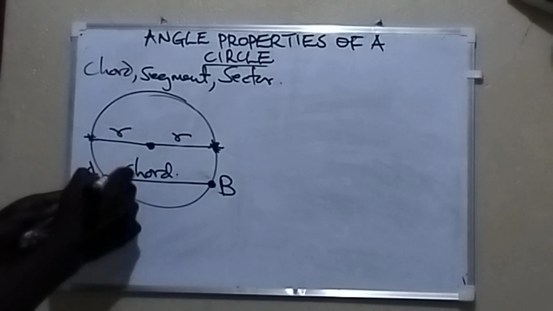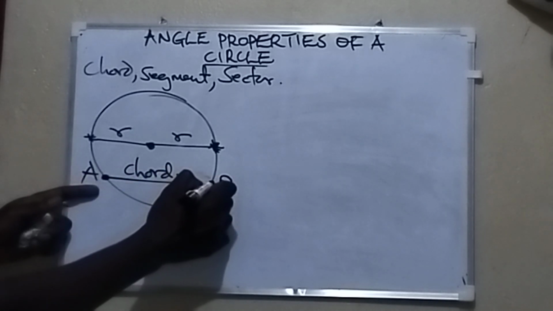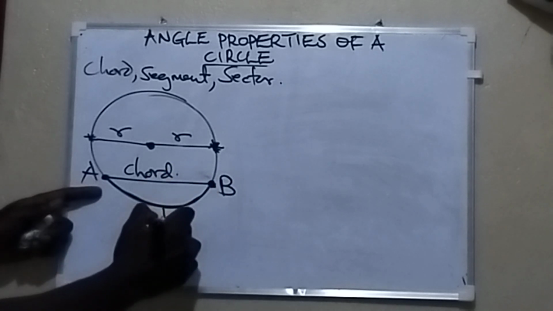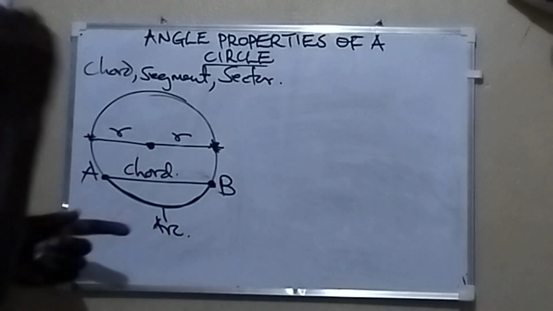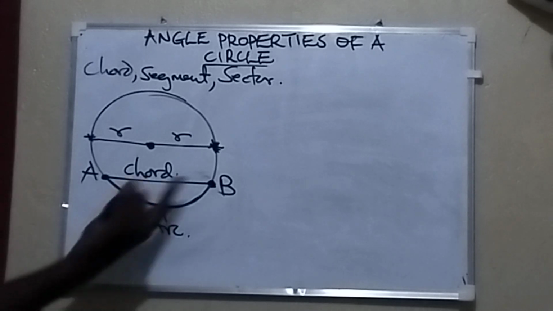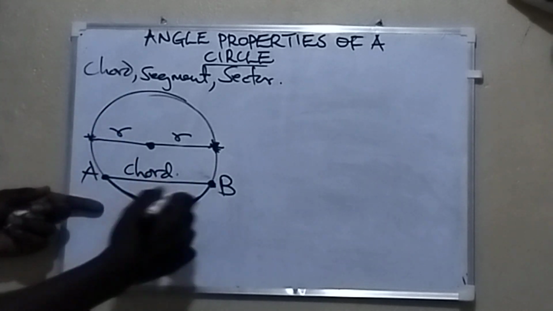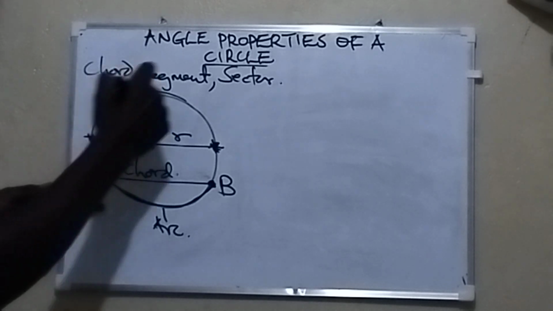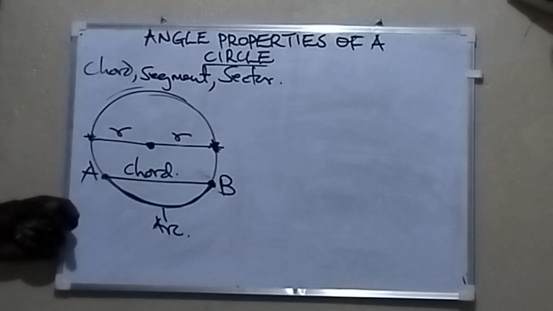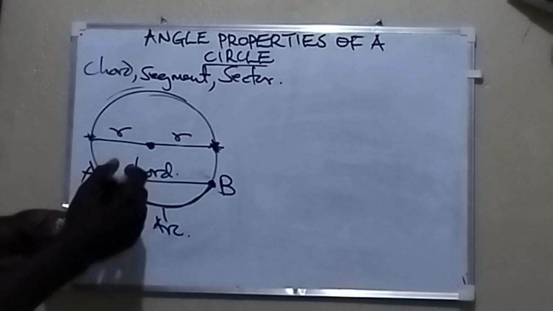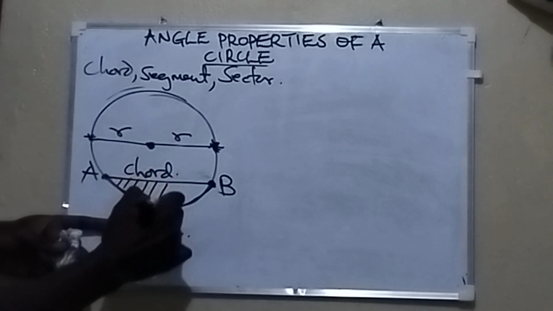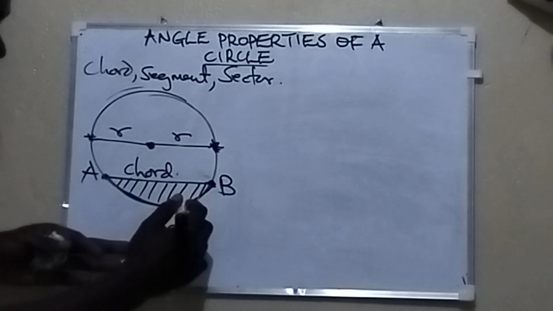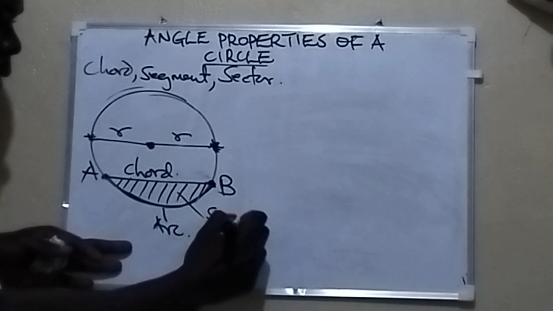Then this part, now you have an arc. An arc is just part of the circumference. This one is the minor arc. Then if you go this side, we have the major arc. Then we have this area which is enclosed by this chord and the arc. Then we have a segment.